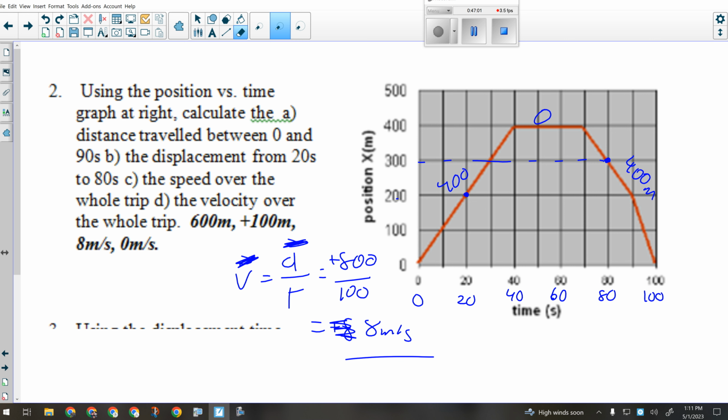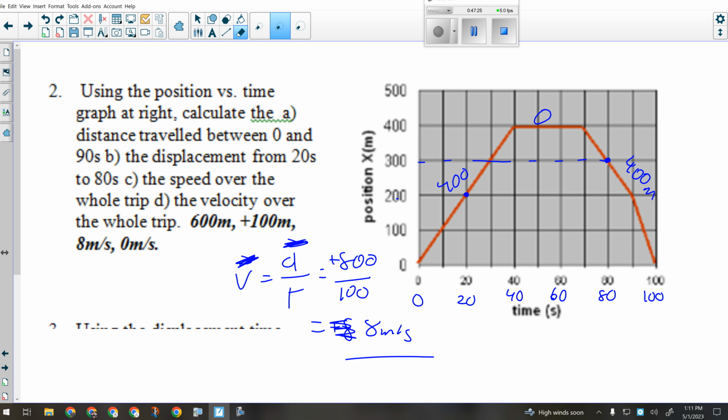No direction on that number. All right, now velocity over the whole trip is easy because my final position is 0 and my initial position is 0. So my total displacement is 0, and thus my average velocity is 0. See it? Okay. All right. How are we feeling about that one?